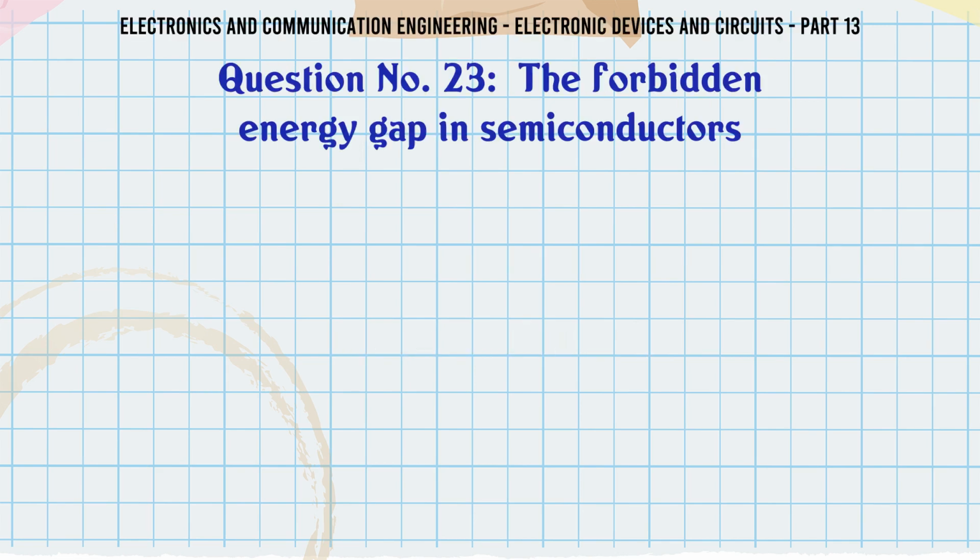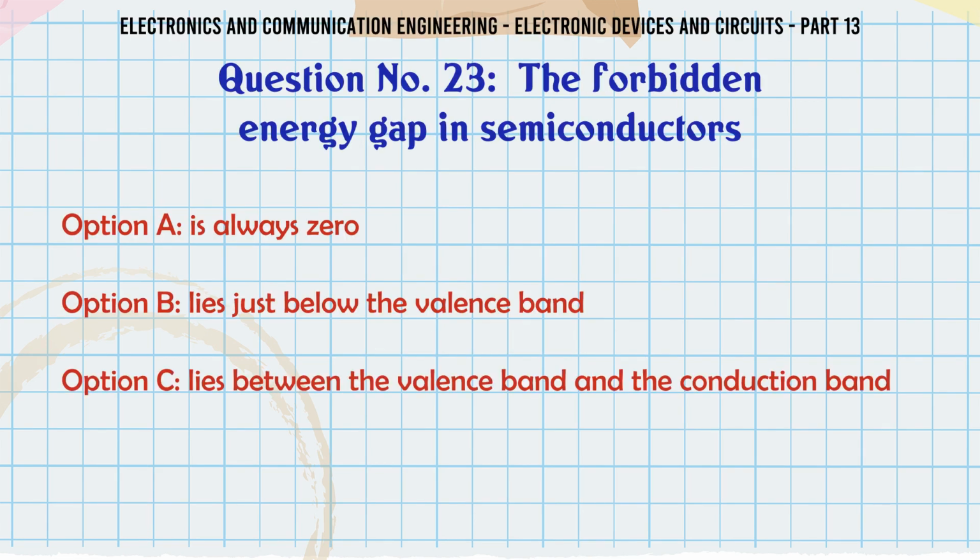The forbidden energy gap in semiconductors: A. is always 0, B. lies just below the valence band, C. lies between the valence band and the conduction band, D. lies just above the conduction band.